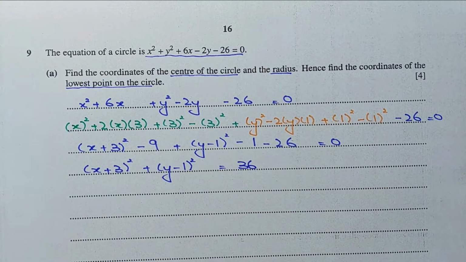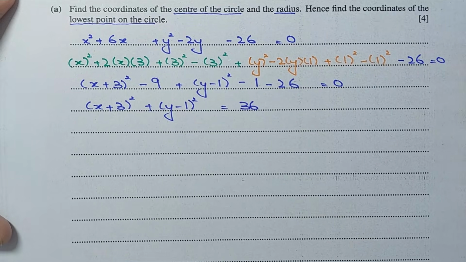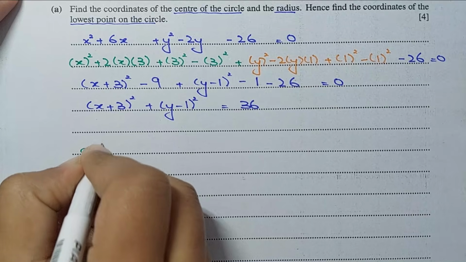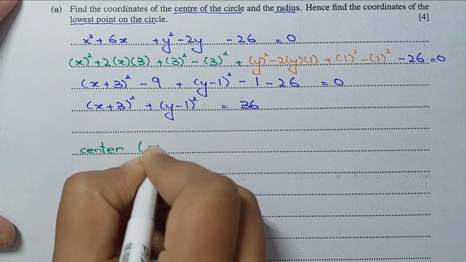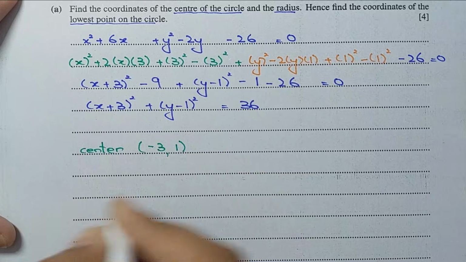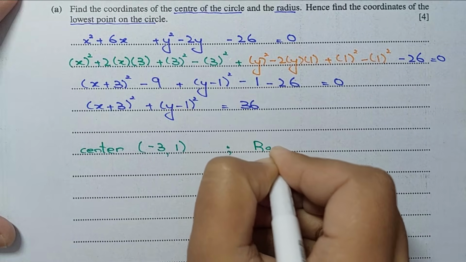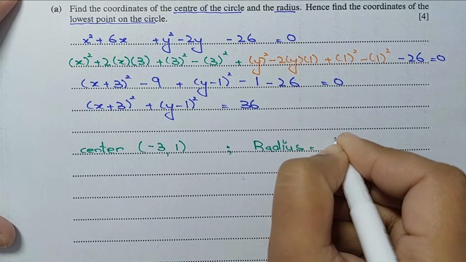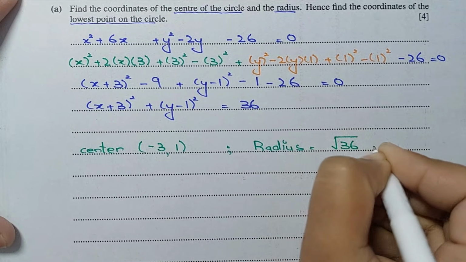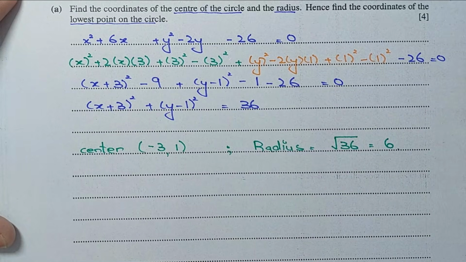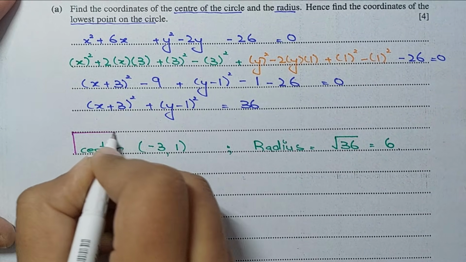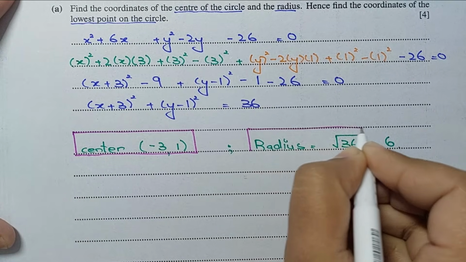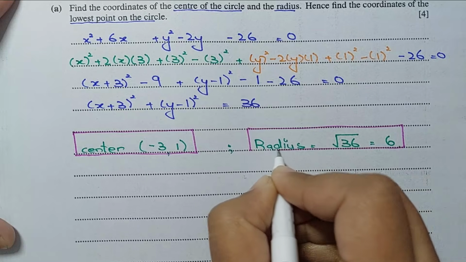It's negative 36, so shifting to the other side becomes a positive 36, right? Now this is in standard form. We can easily figure out the center of the circle. So the center of this circle is negative 3 and 1. And we can easily get the radius of the circle: r equals the root of 36, which is 6. Now we have the coordinates of the center and the radius. The next thing is to figure out the lowest point.